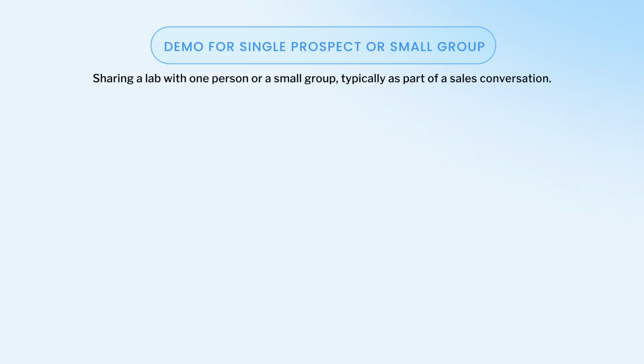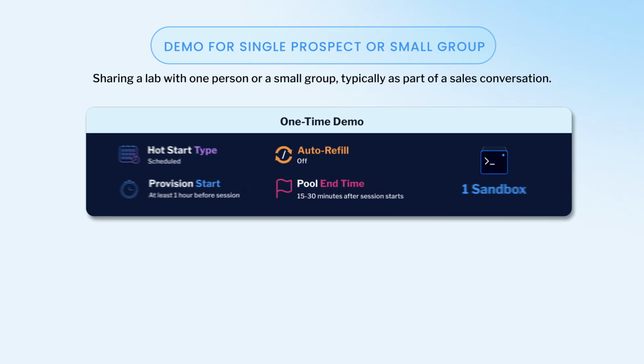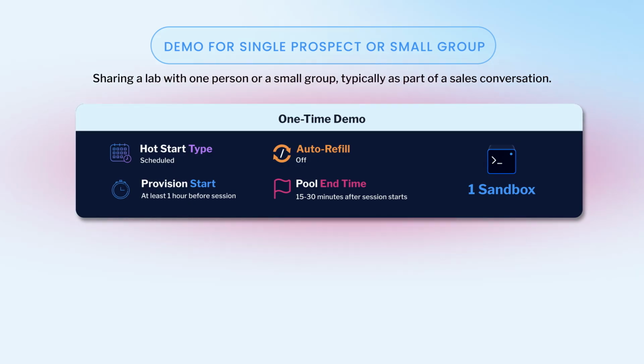Demo for a single prospect or small group. This is for sharing a lab with 1 person or a small group, typically as part of a sales conversation. For a one-time demo, use a scheduled pool with 1 sandbox, auto refill off. Start provisioning about an hour before you share the link and set an end date a few days out. Enough time for the prospect to go through the lab without it running indefinitely.